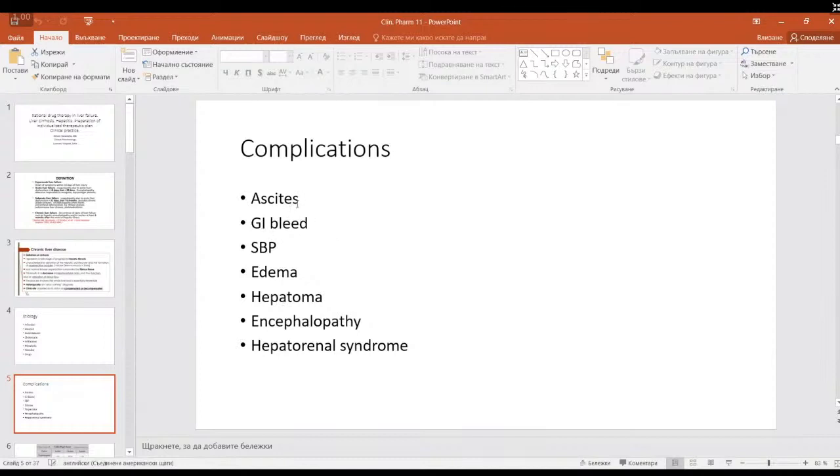GI bleeds are common due to variceal bleedings, which are also helped by the INR levels if they're high. Spontaneous bacterial peritonitis is something also that should be feared in such patients. Edema, which is related to ascites, hepatoma, encephalopathy, and hepatorenal syndrome.